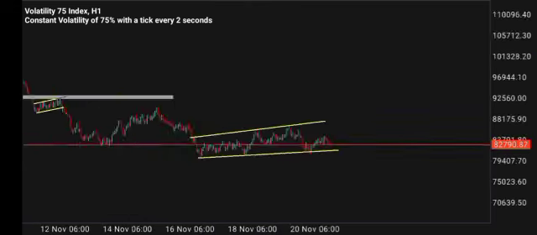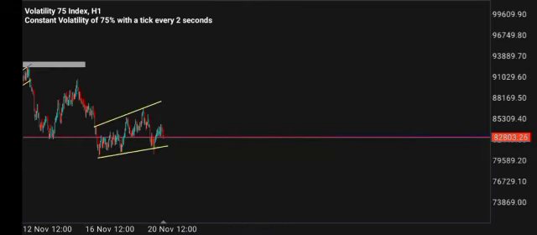Okay, so guys, this is what I wanted to share with you on Volatility 75 Index. This is how you can trade it. I hope you picked something up from this.